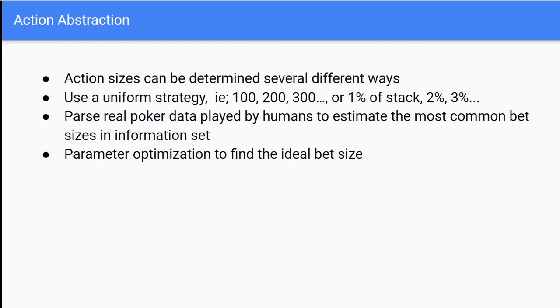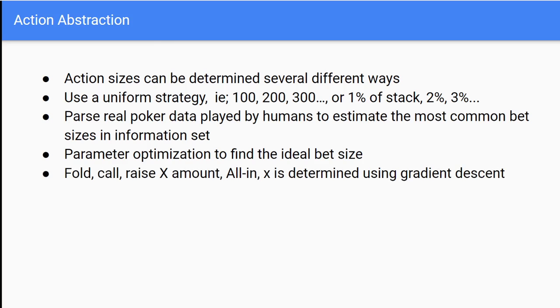And the last thing we can use is something called parameter optimization to help us find the ideal bet size. And it'll look something like fold, call, raise a certain amount X, or go all in. And the X, or the raise amount, is determined by using gradient descent.